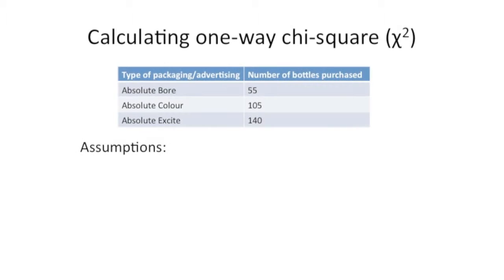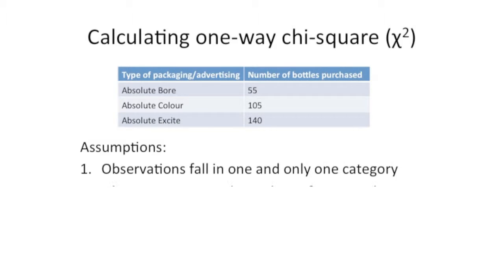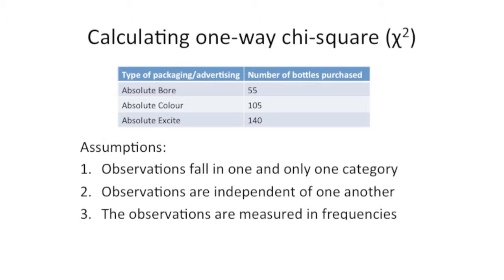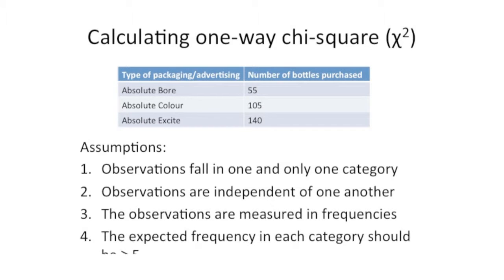While the chi-square does not have the parametric assumption of normality, it does require the assumptions listed here. Observations fall in one and only one category. So it should not be possible for participants to be included in more than one category. In this example, people in the sample shouldn't buy 2 bottles from different categories.